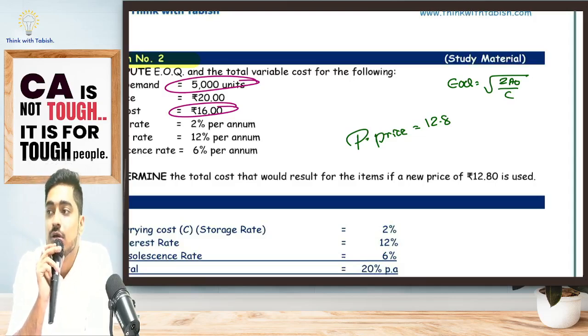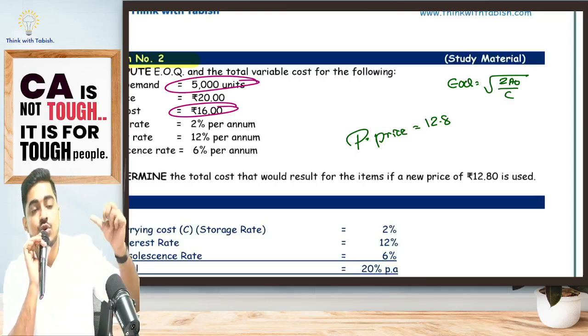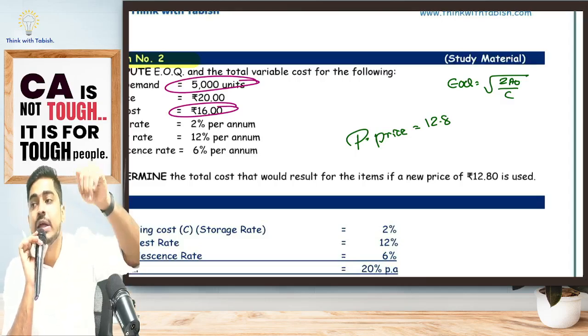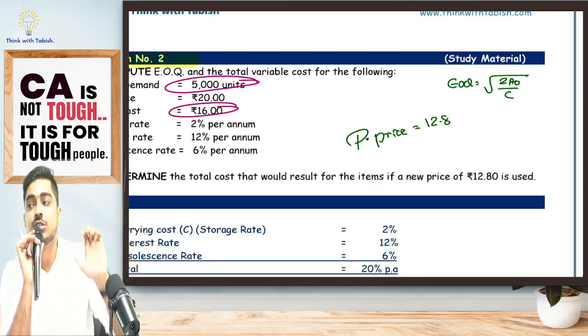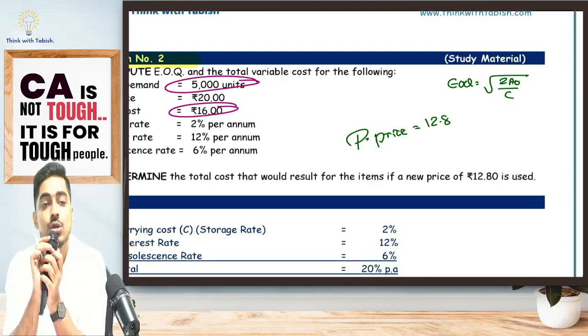Yes or no? No, sir. Why? In my EOQ, I want AOC. C is carrying cost. How is my carrying cost determined? As the percentage of purchase price. So if purchase price fluctuates, carrying cost fluctuates. Carrying cost fluctuates, EOQ also changes.